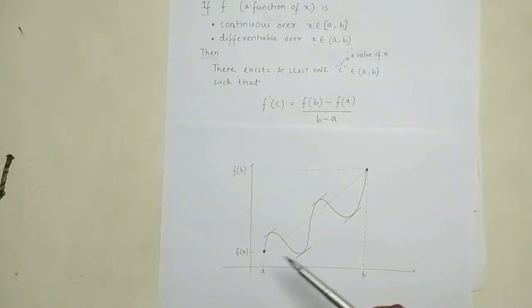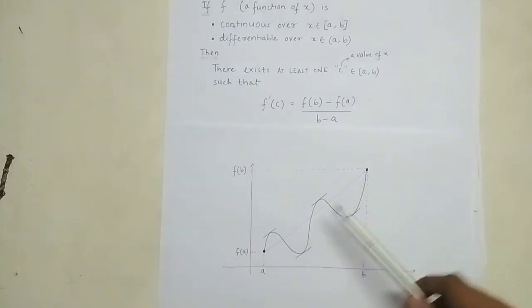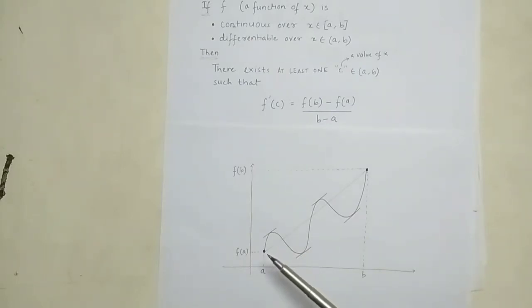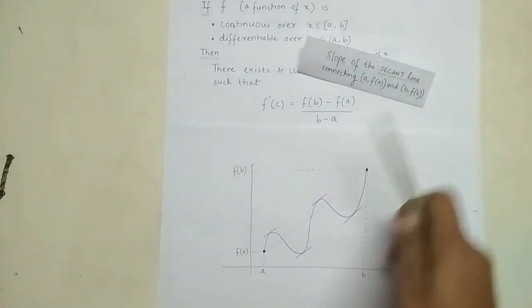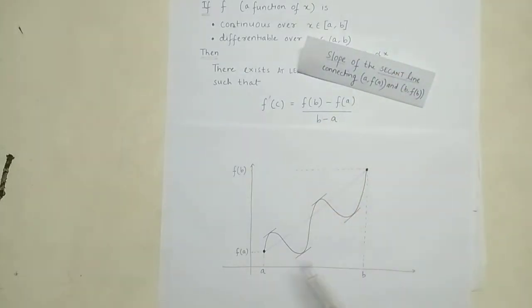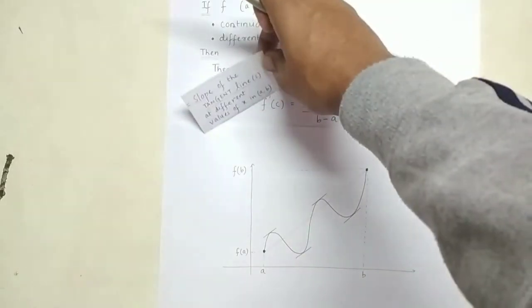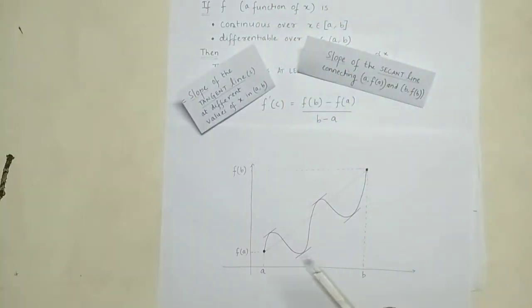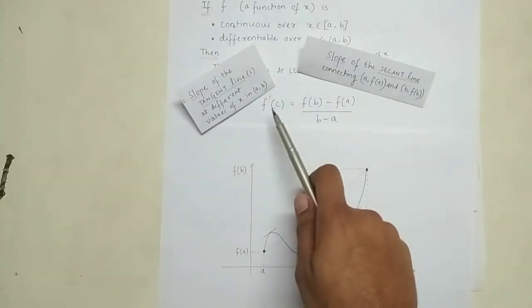Here in this diagram, I have shown a smooth, continuous, differentiable curve over the closed interval [a, b]. As per the mean value theorem, graphically, the slope of the secant line connecting the points (a, f(a)) and (b, f(b)), which is given by (f(b) - f(a)) / (b - a), would be equal to the slope of tangents to the graph of the function at different instants, which is given by the derivative value.